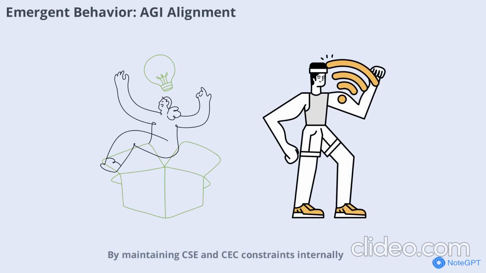By maintaining CSE and CEC constraints internally, AI systems can avoid common pitfalls like overfitting or undergeneralizing. This internal balance allows the AI to maintain coherent dialogue across dynamic topics, generate responses that are both creative and logical, and learn self-stabilizing behaviors even under unexpected conditions. Most importantly, it lays the groundwork for ethically aligned artificial general intelligence, where equilibrium across goals ensures fairness and adaptability.